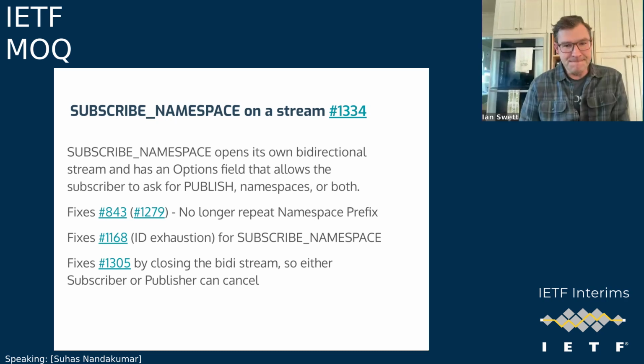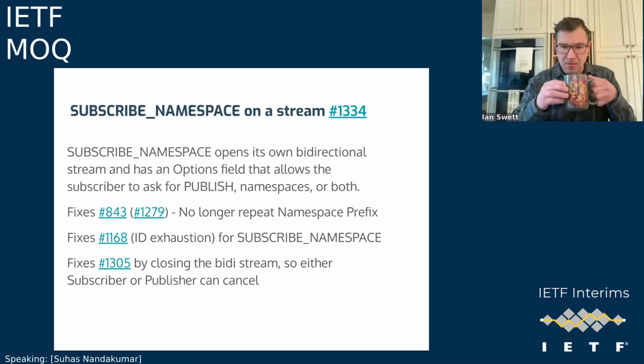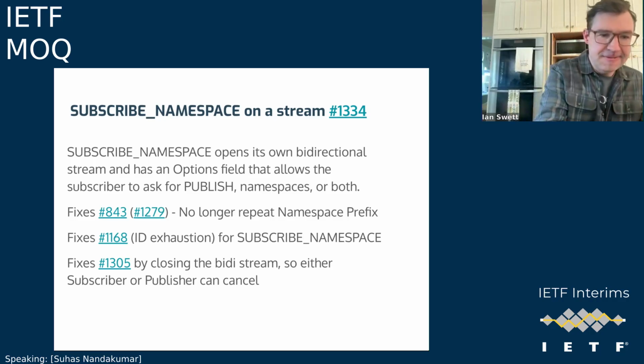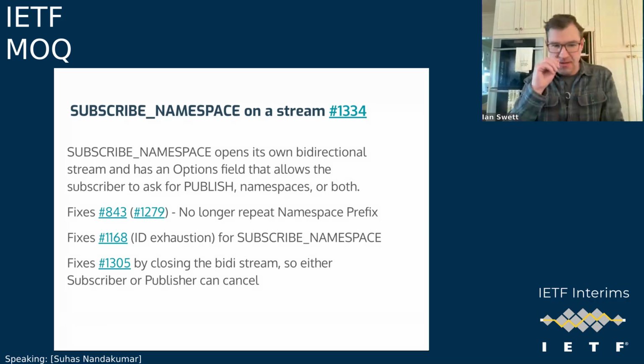Cool. I think in general, I like this direction. The very fact that today we have a request ID exhaustion problem that needs to be fixed, especially when you do subscribe namespace with forward equal to 1, and we don't want to just waste a request ID for every publish. So this is in general a good direction to go.